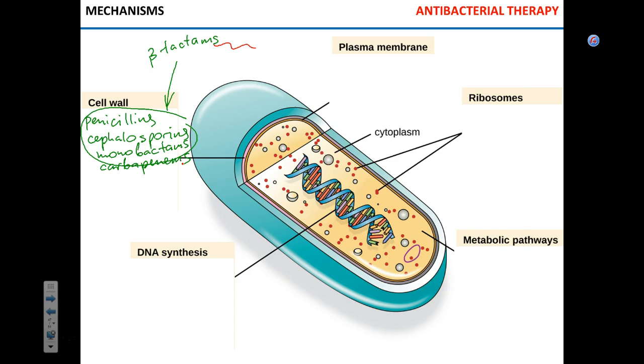What is the mechanism of resistance for them? Beta-lactamase, there you go. Okay, good. What do they inhibit? Formation of what? Peptide links. Okay. What else? There are two more.